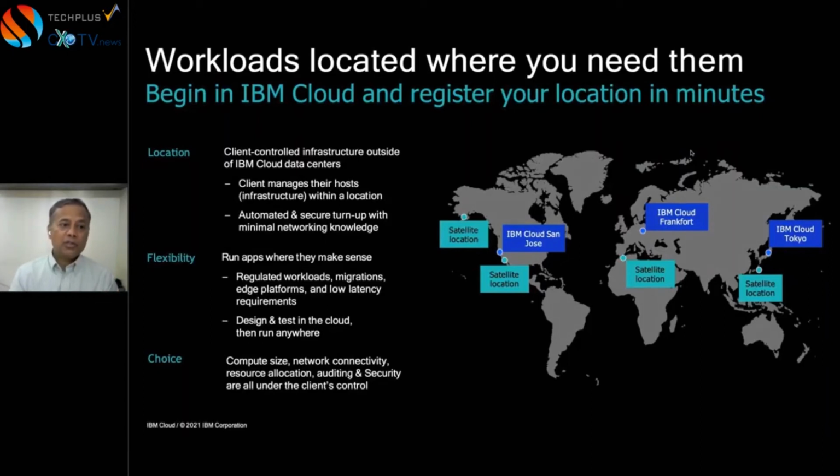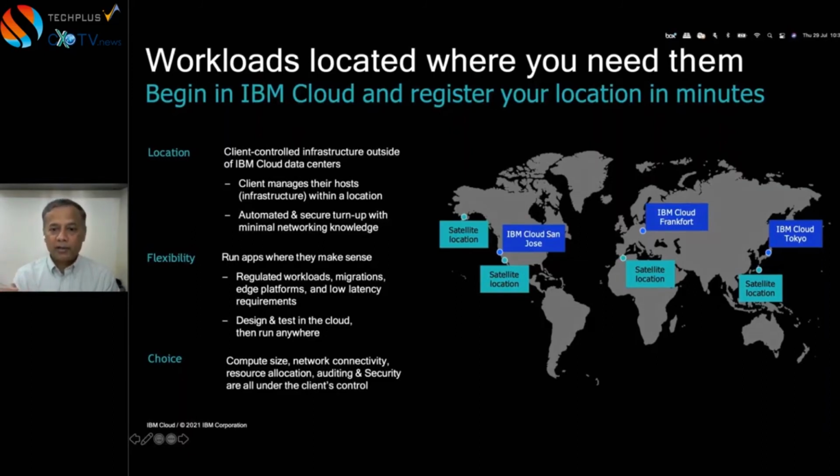So you have the location that's running, and then you have the flexibility that you can run anywhere, and then you also have the choice of running the compute. We've got cloud locations, or the cloud satellite enabled MZRs, deployed in the US, in North America, in Europe, and in Asia, in Tokyo.